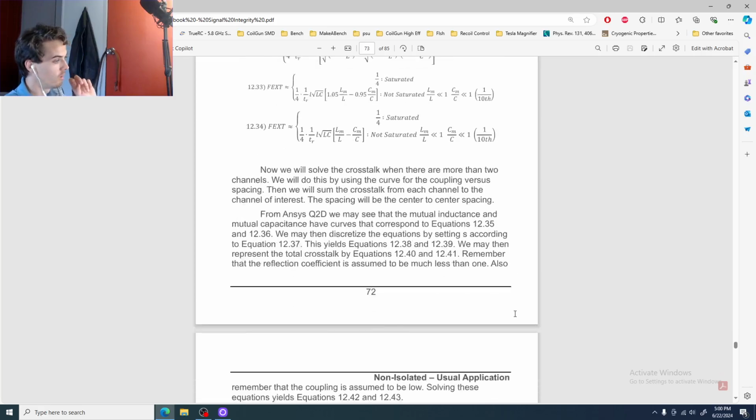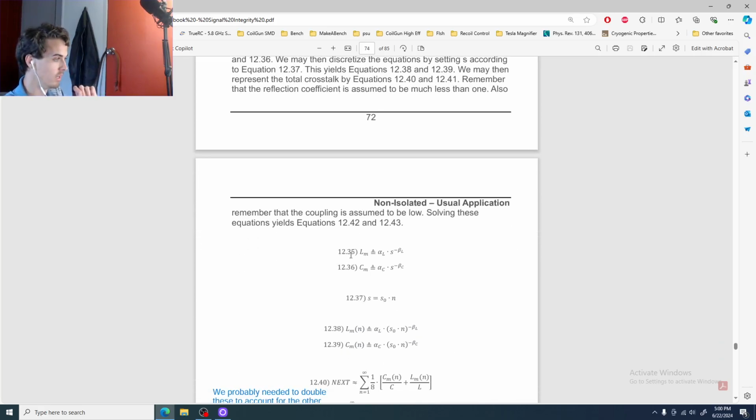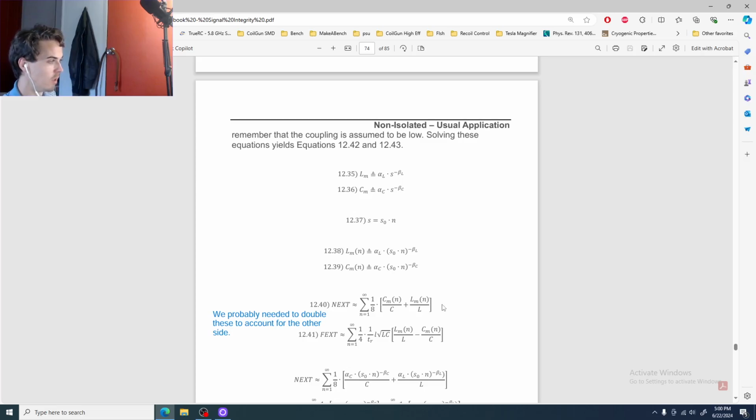We can take these equations and account for an infinite number of lines by first looking at how the mutual inductance and mutual capacitance curves look versus spacing. You can use ANSYS Q2D, which is what we used in the previous video, to find the curves for resistance and conductance. If you plot mutual inductance on the y-axis versus spacing on the x-axis, and do this for the mutual capacitance as well, you'll find that these equations here match those curves very well. You can then plug those into the crosstalk equations.